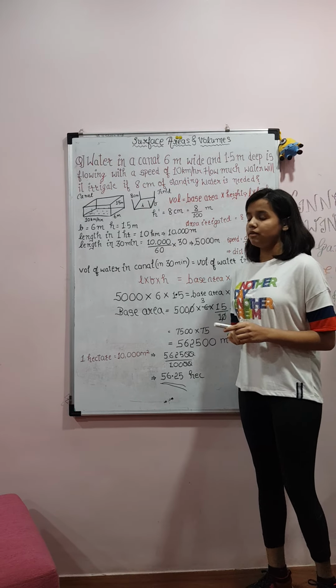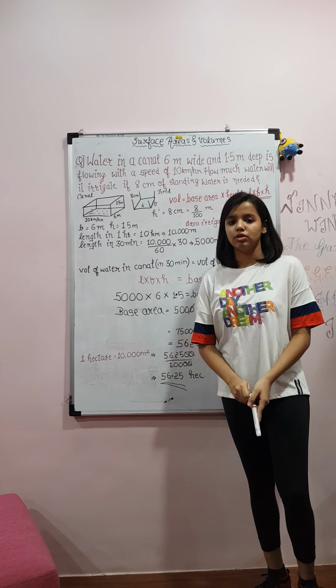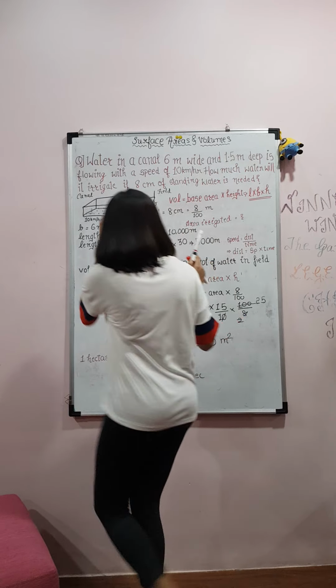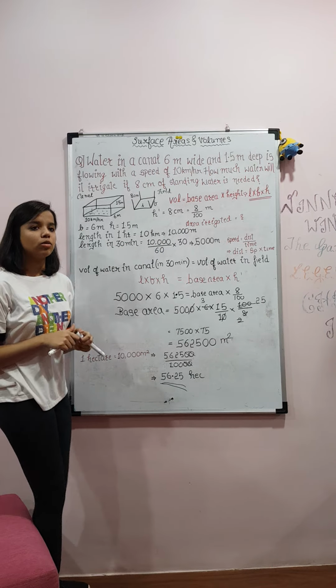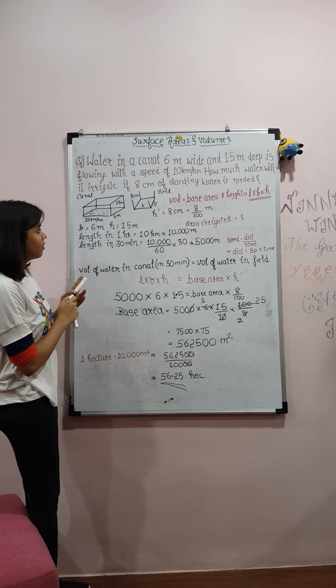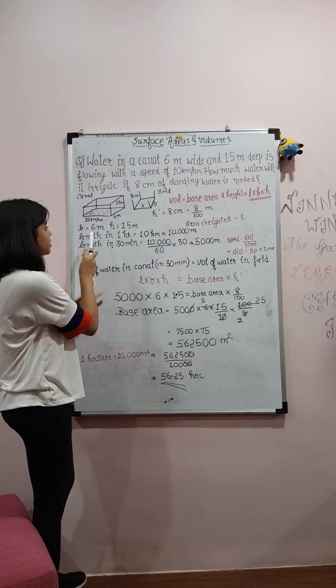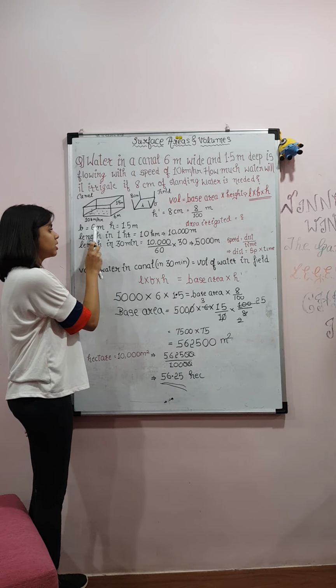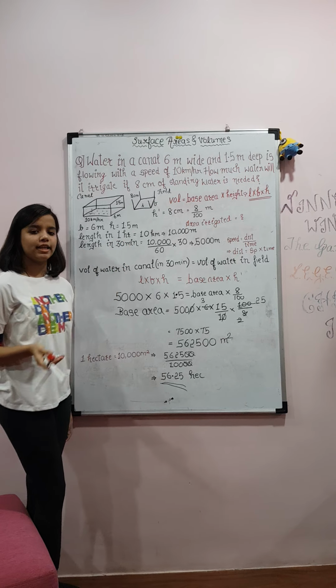First we'll have to find out whether the canal is in the shape of a cylinder or cuboid. Here clearly they have given the width and the height of the canal, so obviously it is in the shape of a cuboid. So width, that is breadth, is equal to 6 meter, height is equal to 1.5 meter, and length.